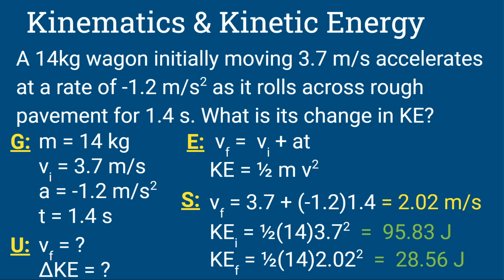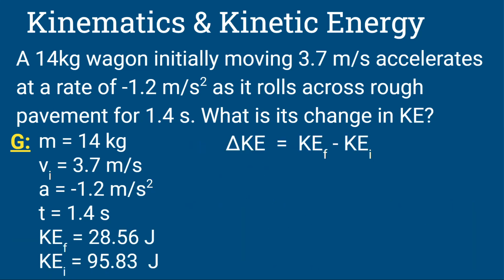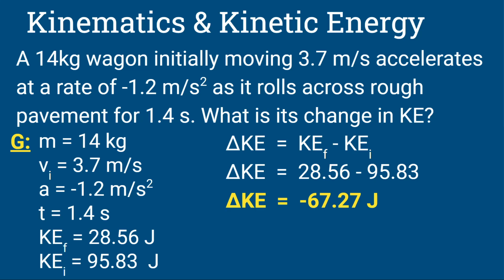I know that I lost quite a bit of energy because I went from 95.83 to 28.56. I just need to know how much I lost. So I'm going to be plugging into this equation. Delta KE equals final minus initial kinetic energy. That's 28.56 minus 95.83, which of course is a change of negative 67.27 joules. Does anybody have a question about this one?